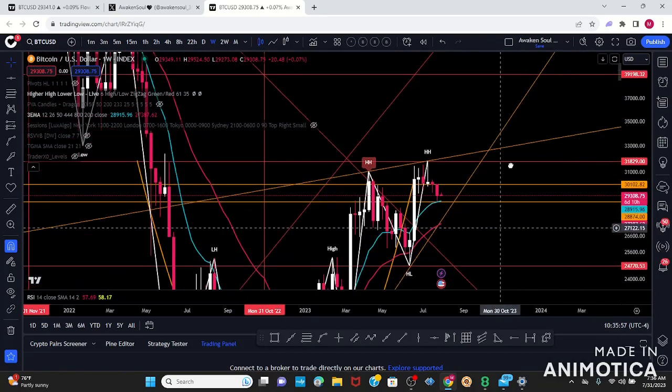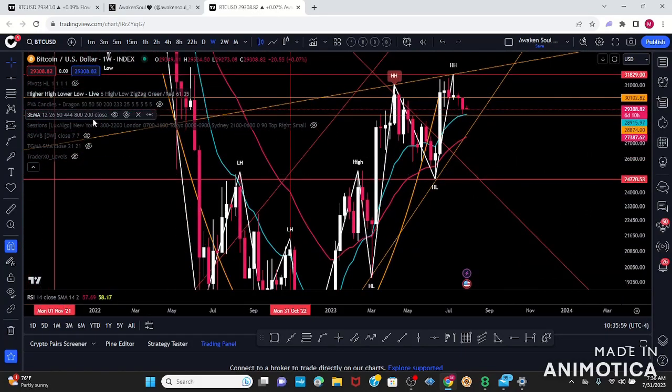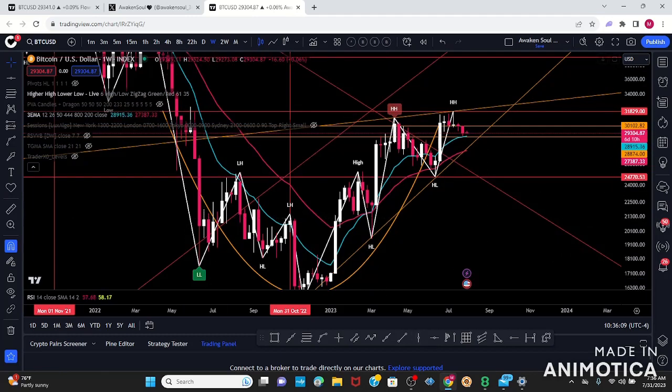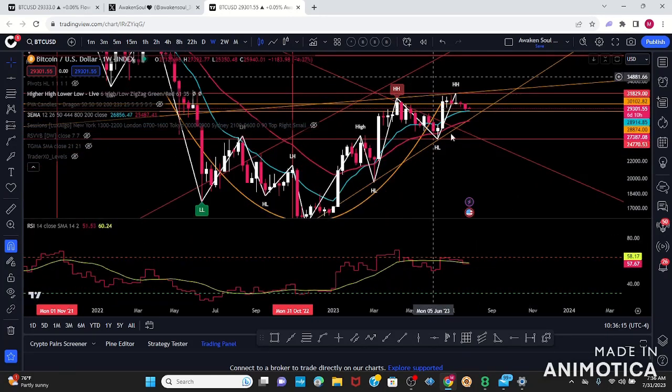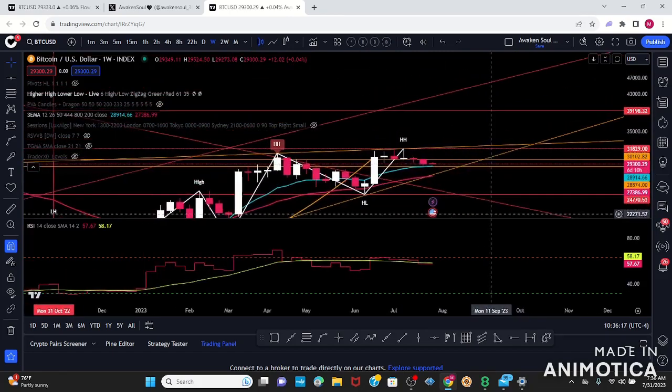So here we go. I trade with the flow, so it's important for me to understand the flow. Like we saw in the monthly, we were in a bearish trend based on the 12 and 26 EMAs. Now in the weekly, we're in a bullish uptrend, right? Because price action is above the 12 and 26 EMAs.